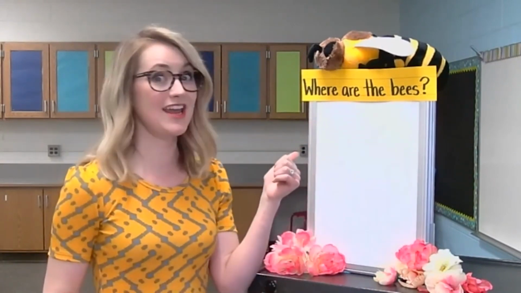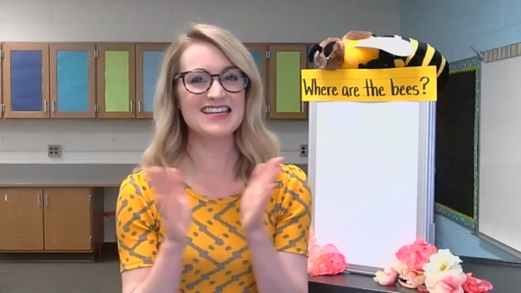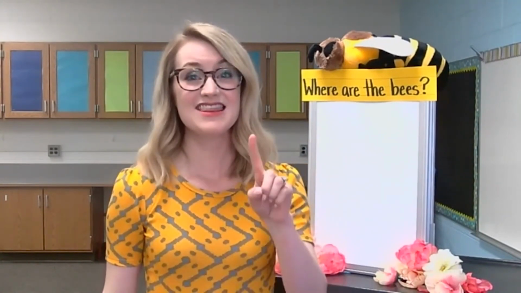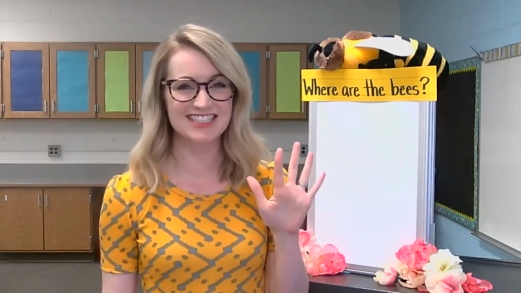Make sure you have something to write on and something to write with so you can write along with us. Now, before we start writing, let's plan out our sentence. Let's clap out those words. Here we go. They are in the hive. Let's count out the words and see how many words are in our sentence. Count it with me. They are in the hive. There are 5 words in that sentence.